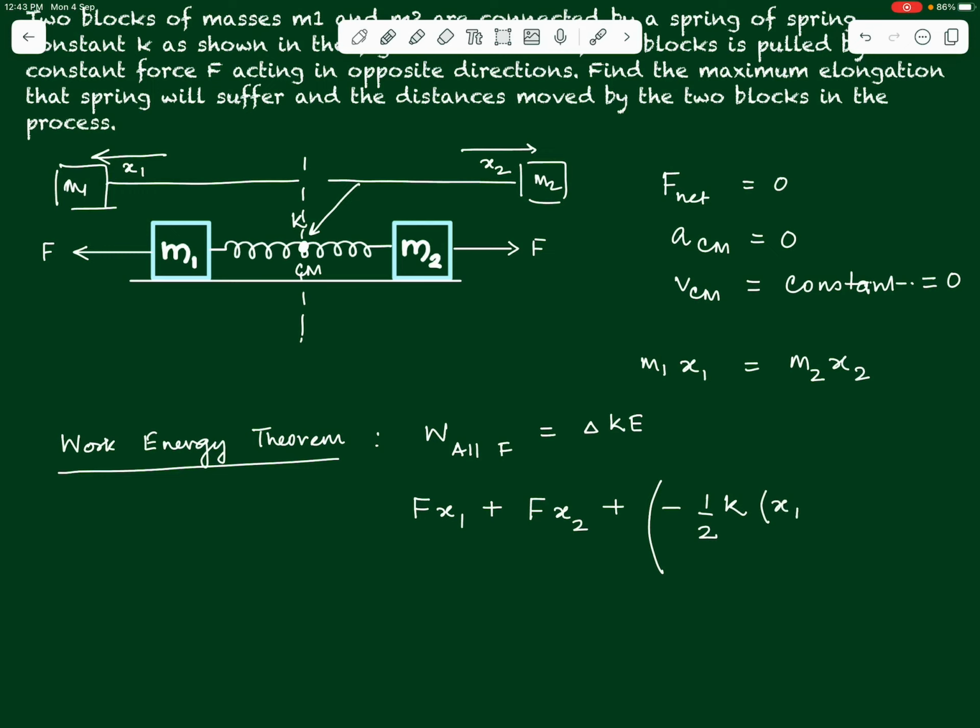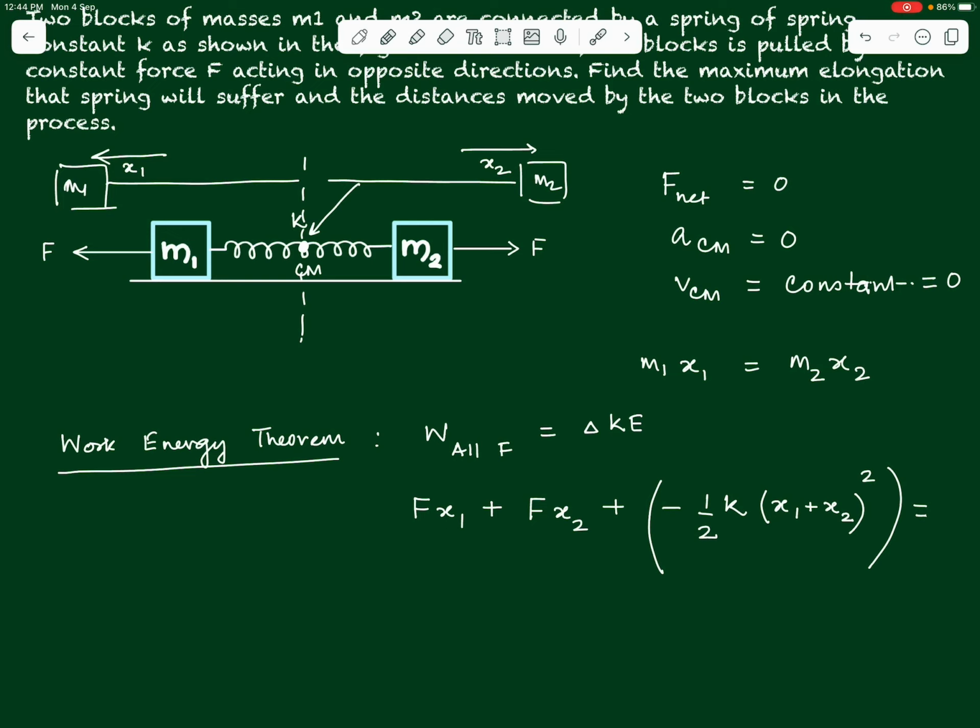So can we say the change in the potential energy of the spring will be this? Initially the potential energy was 0, finally the potential energy is half kx squared. So x here is x1 plus x2, right? Can we say this is the work done by the spring? And this should be equal to the change in the kinetic energy of the system of the two blocks.